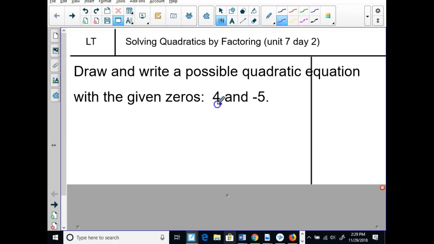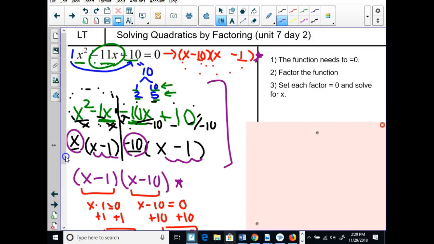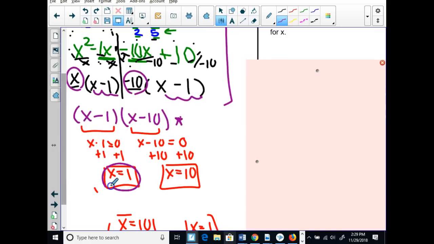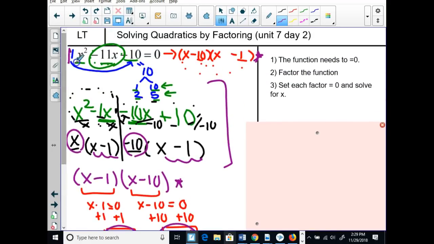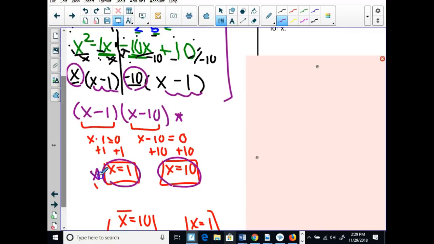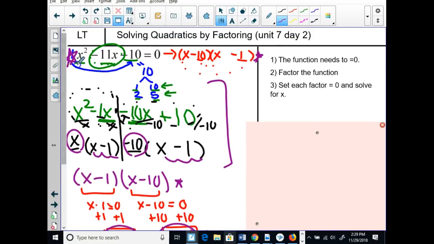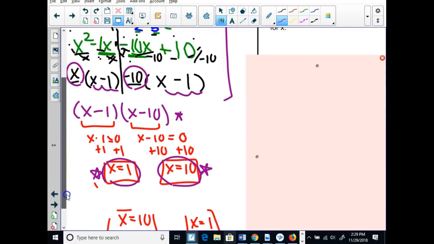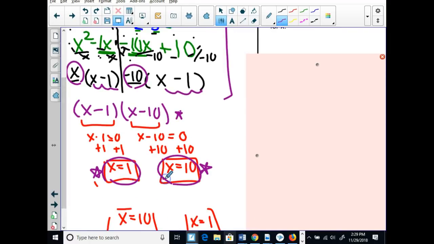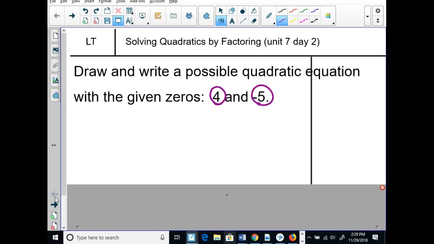This was a solution, and this was a solution. So now what they're saying is, hey, look, we have a solution here and here. Can you get back to the original problem? So this is what this next page is doing. It's saying, I have a solution here and here. Can you give me a possible quadratic equation that would go with those solutions? Okay, so let's actually pause and write that down.